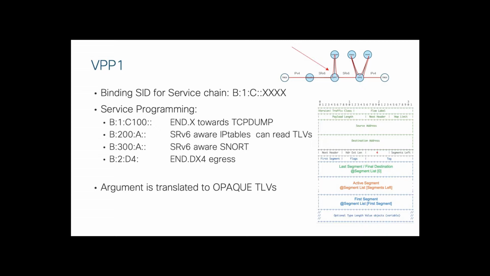Then the packet reaches VPP. VPP uses B:1:C as a binding SID to the specific SRv6 policy. The argument is then translated to the OPEC TLV. The OPEC TLV is an optional part of the SRH. It is really meant to carry certain information about the packet itself all the way through the network program. Once this information is carried through, a virtual function can make a decision based on that particular TLV.